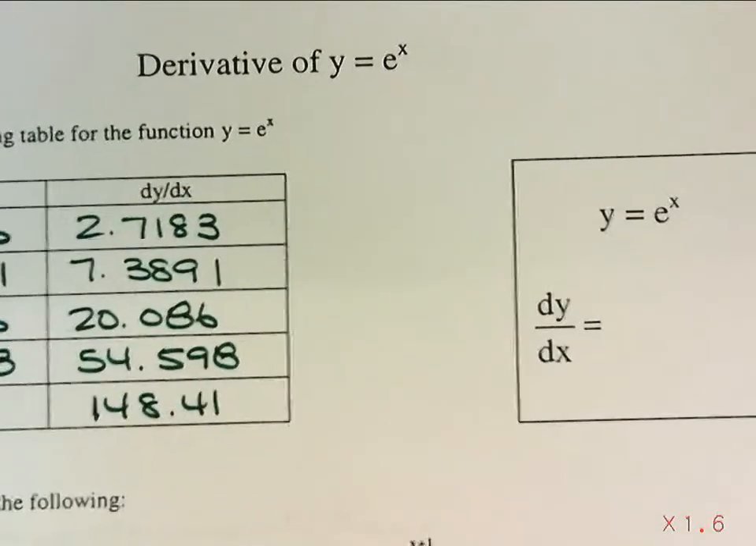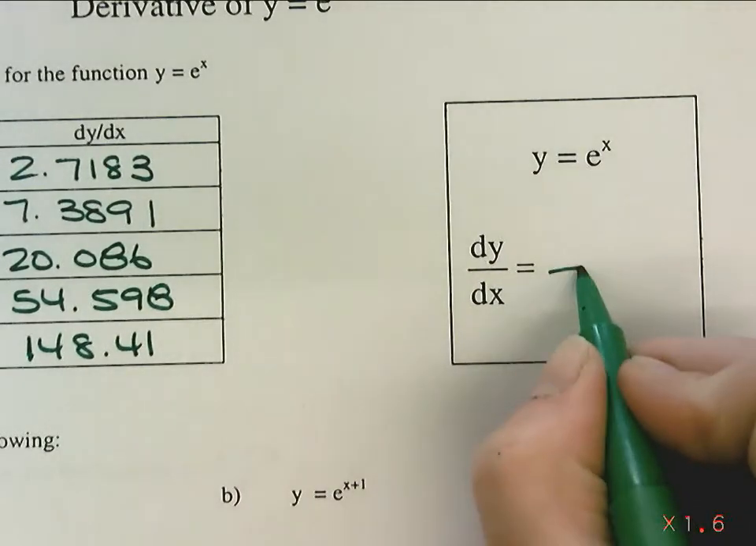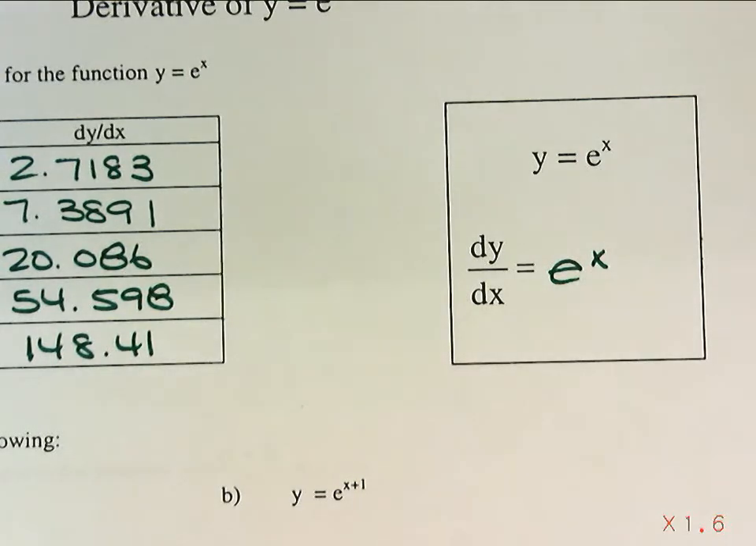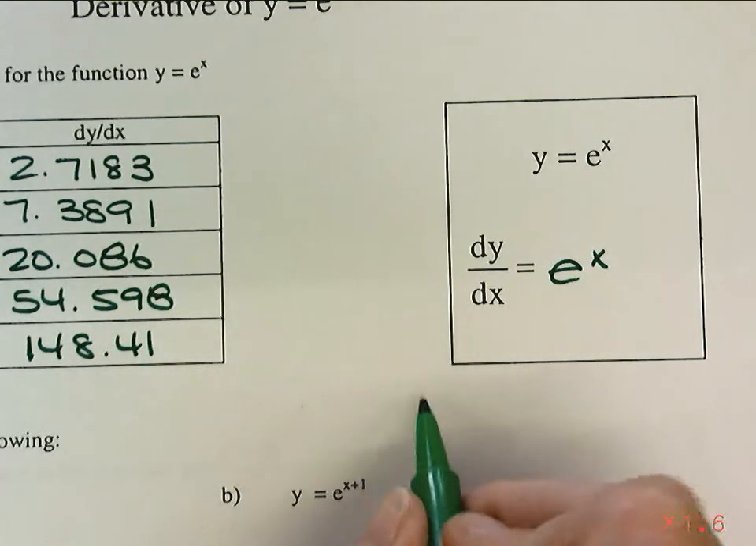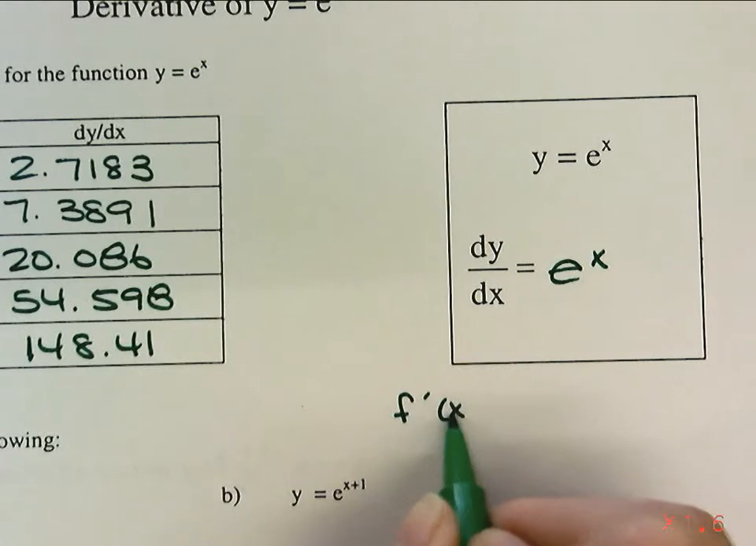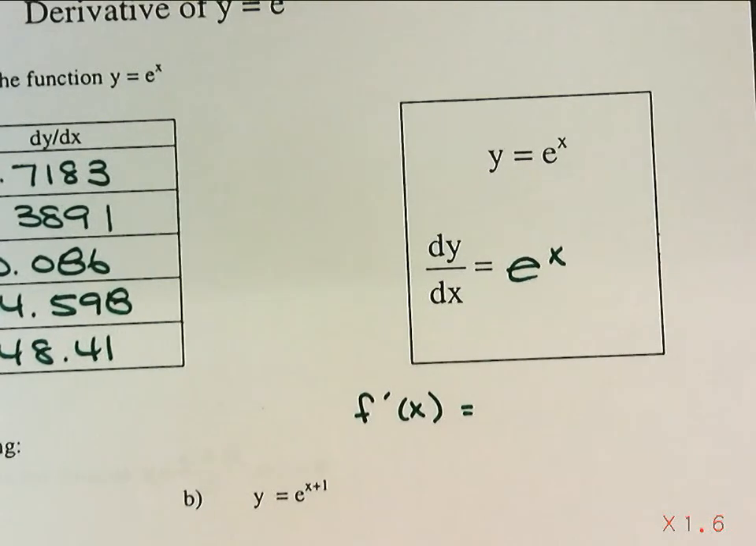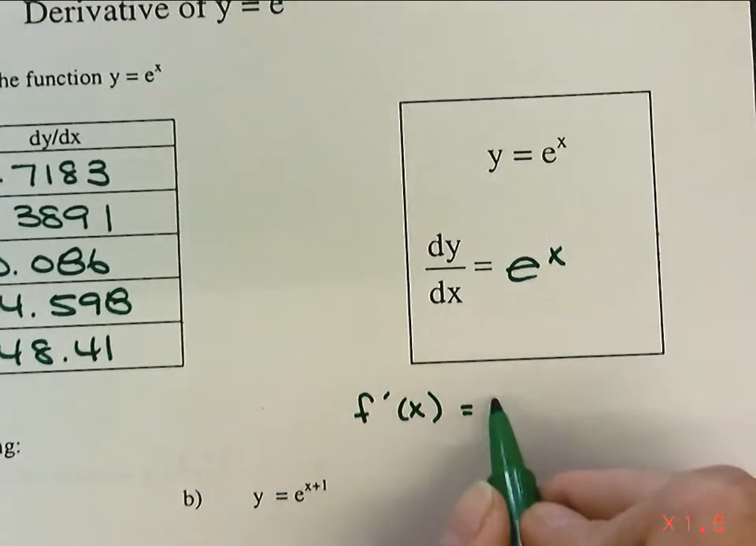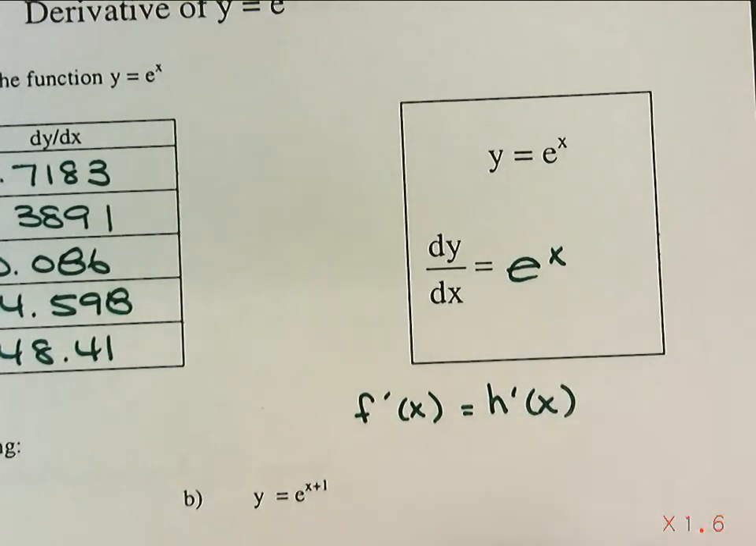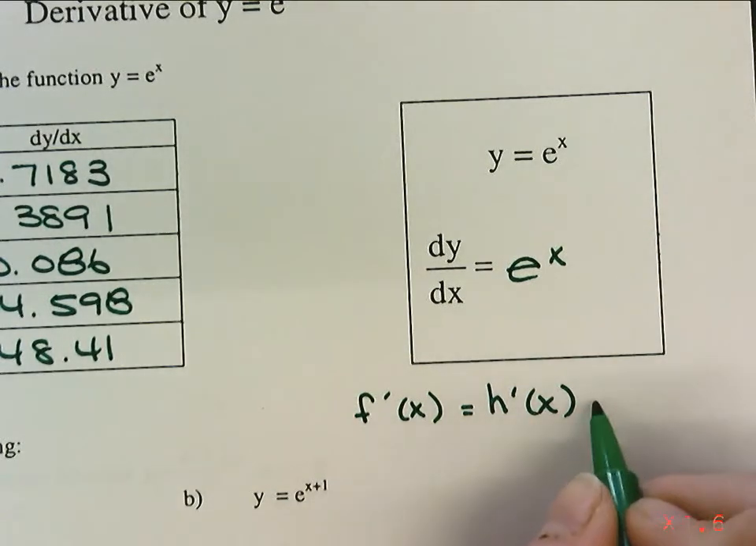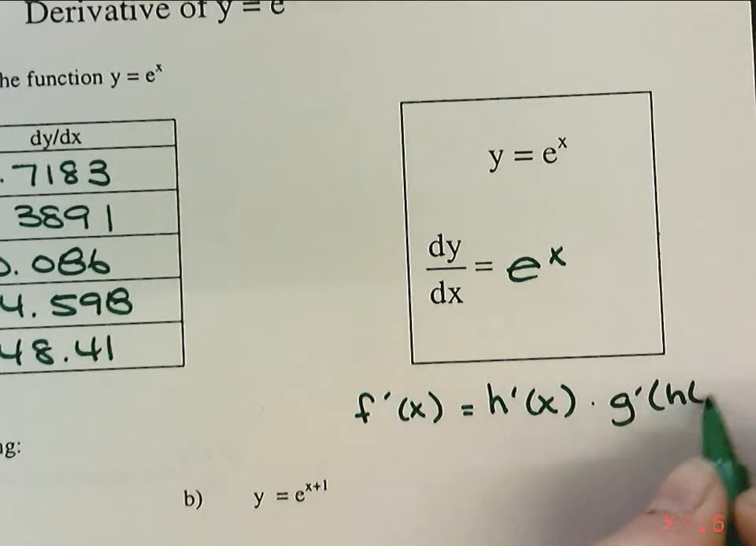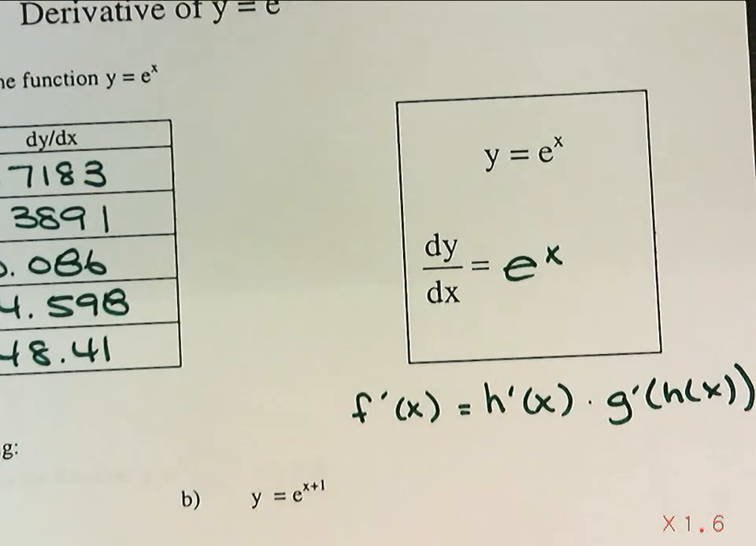So the derivative of e to the x is itself, its own derivative. It is e to the x. If we think back to the chain rule, when we first started learning derivatives, we're going to use that to help us solve derivatives with e to the x. So it was h prime of x times g prime of h of x.